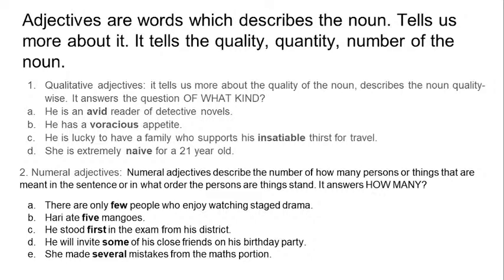So it gives you the knowledge of how many people? So there are only few people. There are not many people who are enjoying this, only few. Many is also an example of numeral adjective, by the way. In any other sentence, it can be used. Hari ate 5 mangoes. So how many mangoes? As I have said, it answers how many. Like qualitative adjectives answer what kind, what is the nature, what is the kind, numeral adjectives answer how many of the noun. So the first one was few, the next one was 5.